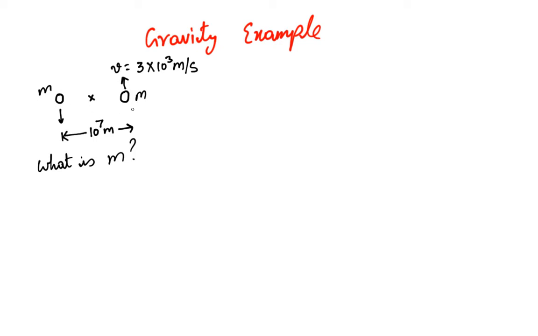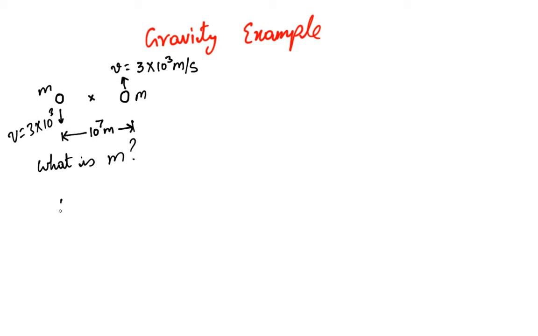Okay, so two stars of the same mass rotating about a central point, and the distance between them is 10 power 7, and the velocity by which they are rotating is 3 multiplied by 10 to power 3 meters per second. So we have to find the mass of this star. How to do that? Well, we know that there's a force of gravity acting between them. And what is the force of gravity?